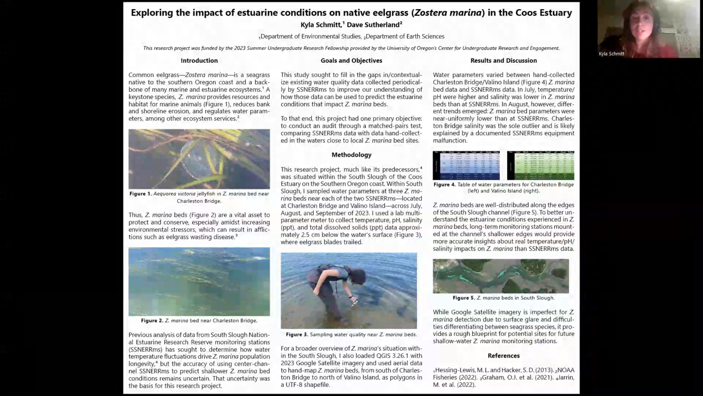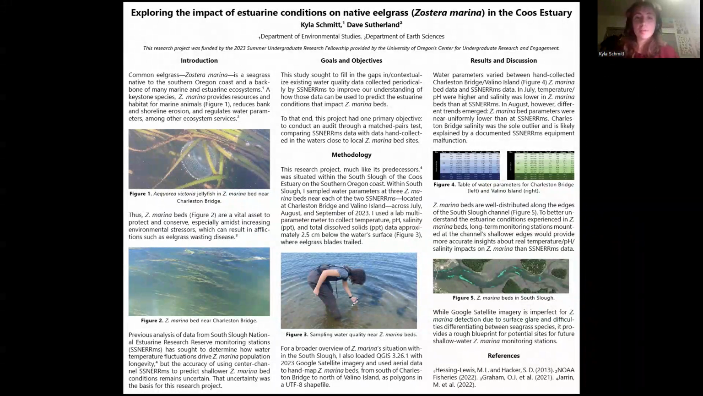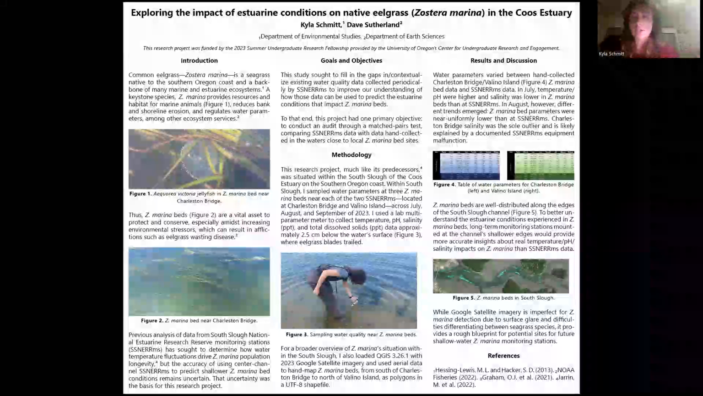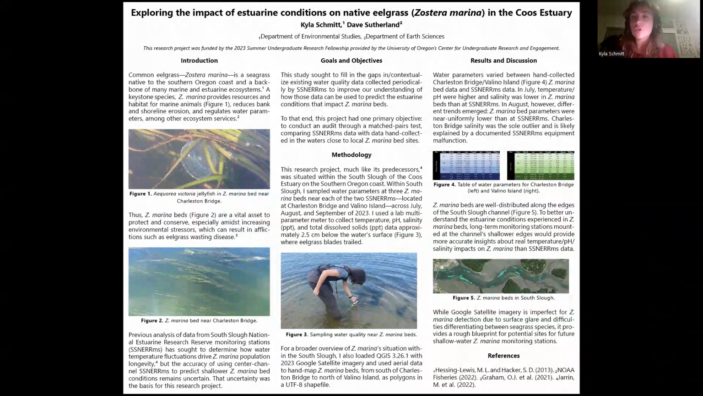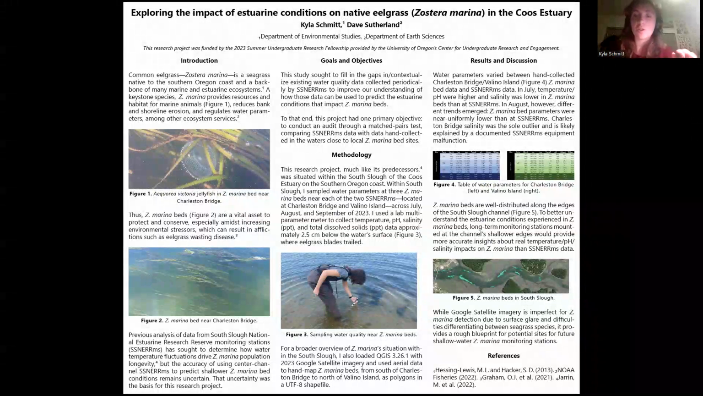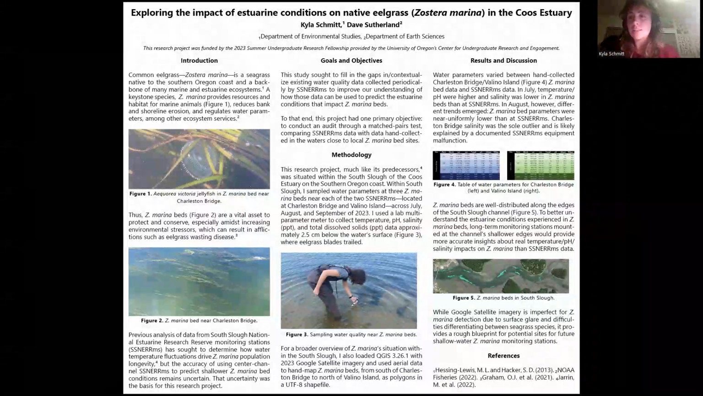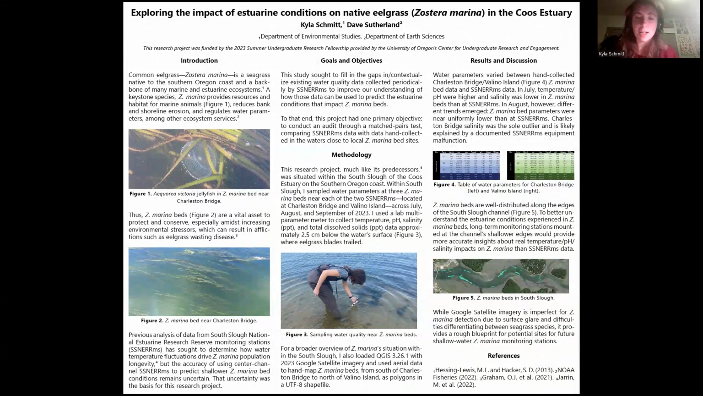So this research, much like the research it was based upon and inspired by, was situated within the South Slough of the Coos Estuary, which is found on the southern Oregon coast. I sampled water parameters at three Zostera marina beds at each of two sampling locations, which were the two places where monitoring stations already existed, the Charleston Bridge and Velino Island. And Velino Island is important because a marine heat wave struck the area a little while back, and a lot of the eelgrass in that area died off.